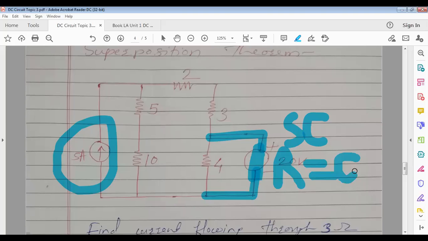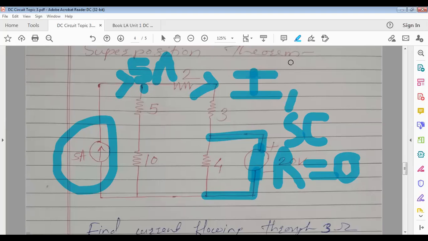Zero. Very good. It means maximum current will flow through this branch and no current will flow through the 4 ohm. Whenever this 5 ampere reaches this node, some current will flow through this. Suppose I mark it as I1 dash. Will this I1 dash current flow through the 4 ohm or the short circuit branch? The short circuit branch, right? Then this I1 dash will come like this, and the 5 ampere will return back to the source.